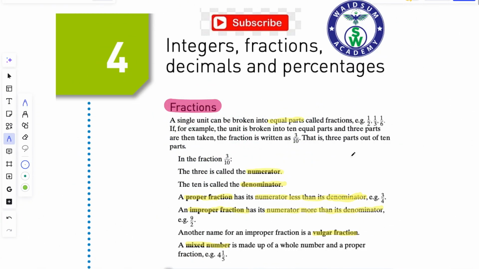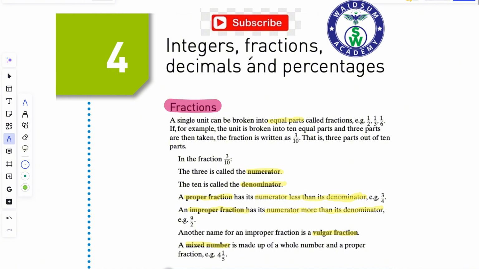Integers, fractions, decimals, and percentages. So we know what integers are. Integers are whole numbers: positive whole numbers and negative whole numbers. Integers are either positive integers or negative integers. We studied this in chapter 1, where we were looking at numbers.